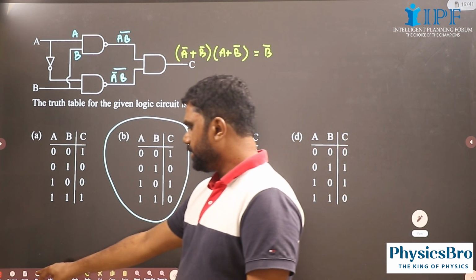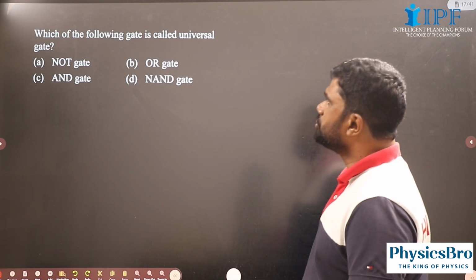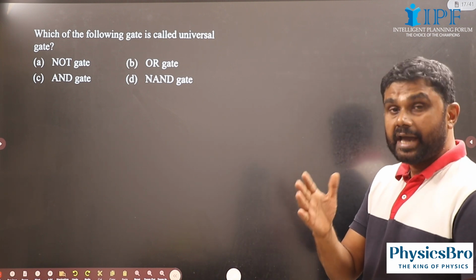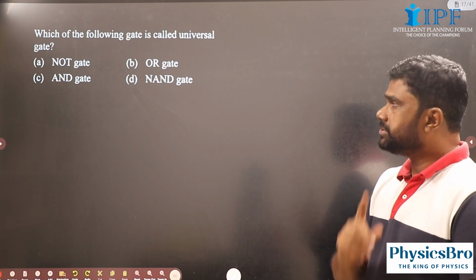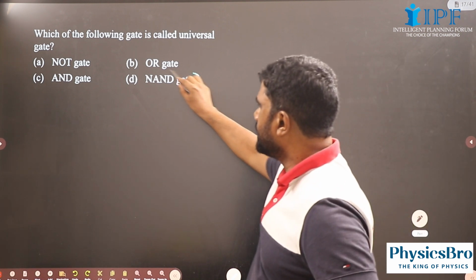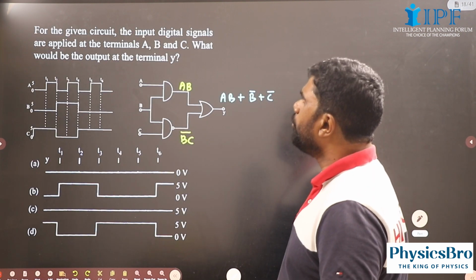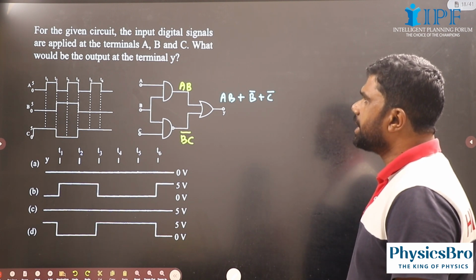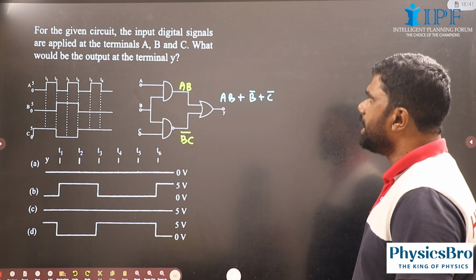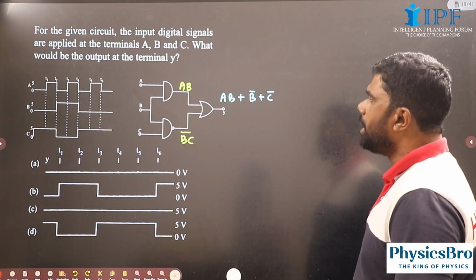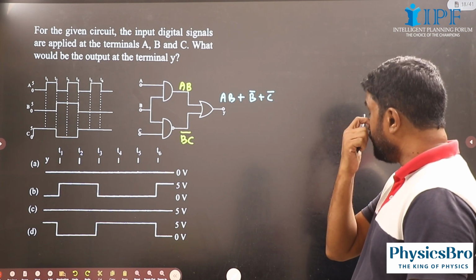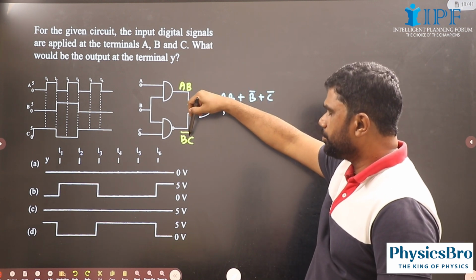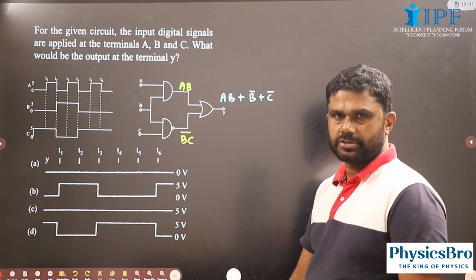Now let's see what we have next. Which of the following gates is called a universal gate? NAND gate and NOR gate are called universal gates. Here we have NAND gates. Now for the given circuit, the input digital signals are applied at the terminals A, B and C. What would be the output at the terminal Y? See, here the output will be AB and here the output will be BC whole complement.